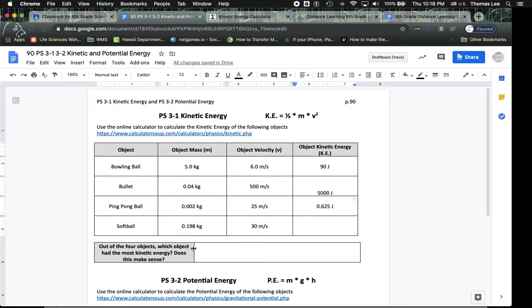Okay, so I want you to try to see if you can figure out the kinetic energy of a softball. After you do all 4, I want you to answer this question: out of the 4 objects, which object had the most kinetic energy? Does that make sense?